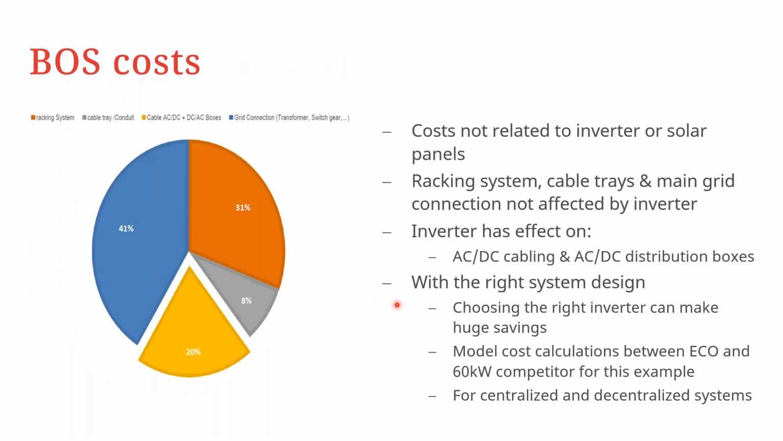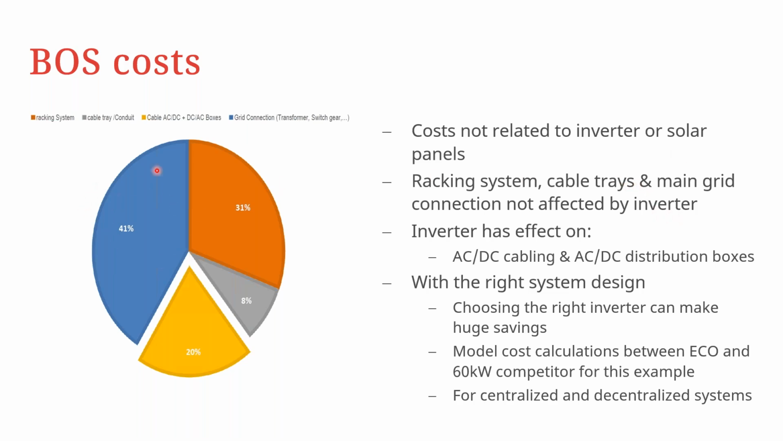So if we break down further the balance of system costs, we are going to realize that we also have quite a number of things that we can consider here. So we have the racking system, we have the cable trays, we have the DC and AC distribution boxes or combiner boxes, and we also have the grid connection. So we could say this is things like the transformer, switch gear, and so forth. So these costs, which are the balance of system costs, are not in any way related to the inverter or the solar panels.